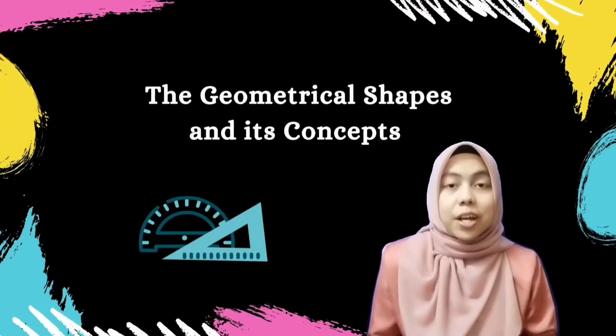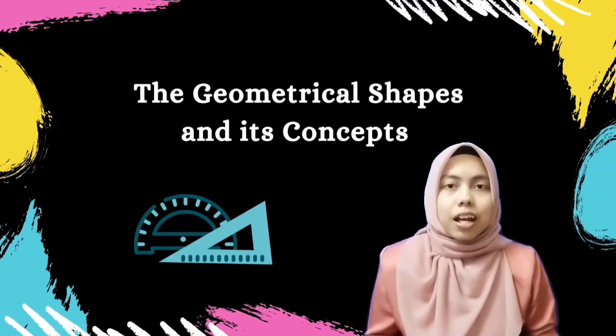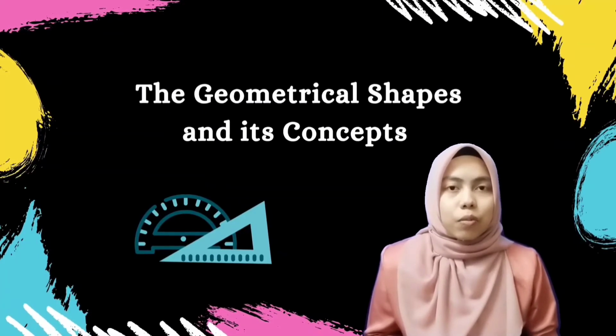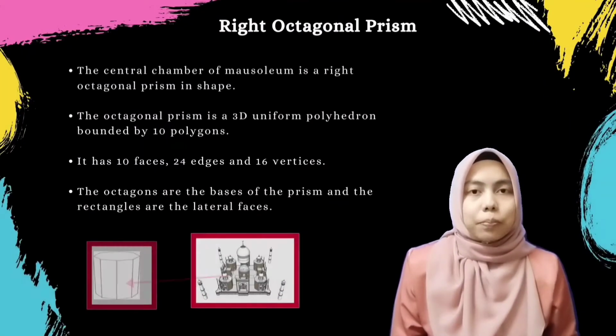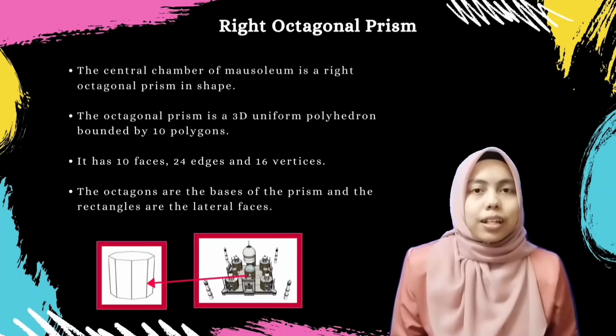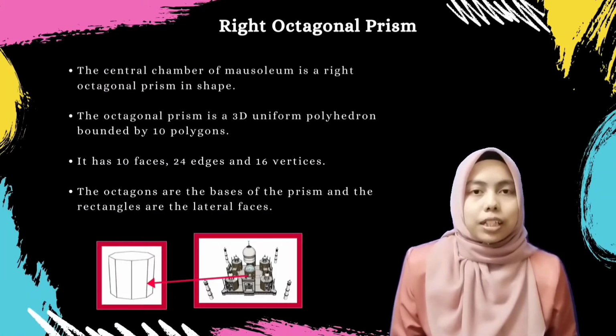Assalamualaikum and hi everyone. My name is Nur Umairah binti Muhammad Hadib from 8014, and here I will present the rest of the geometrical shapes of the Taj Mahal and their concepts. The first shape that I will explain is the right octagonal prism. The central chamber of the mausoleum is a right octagonal prism in shape.